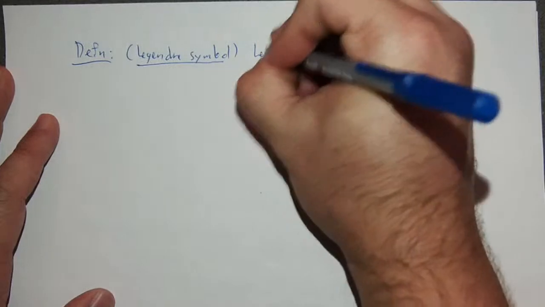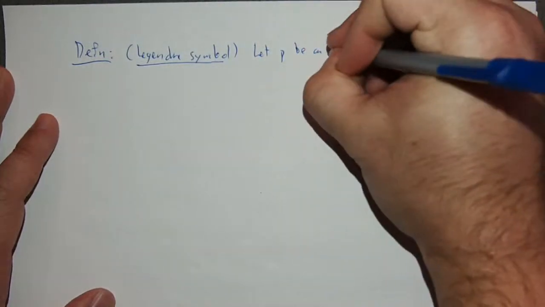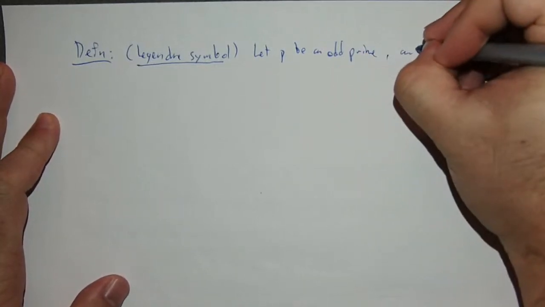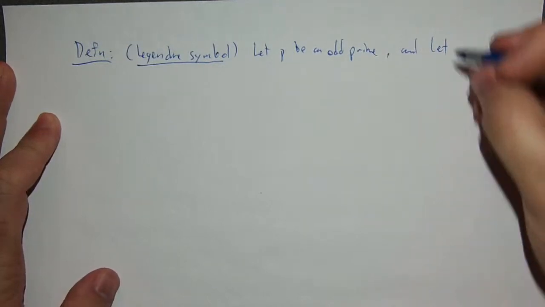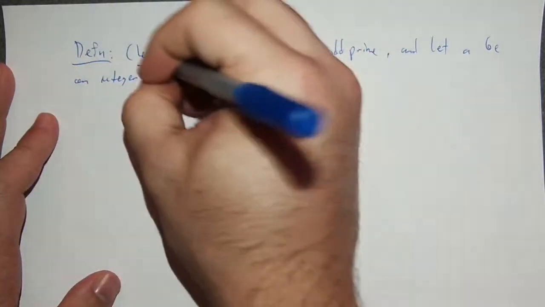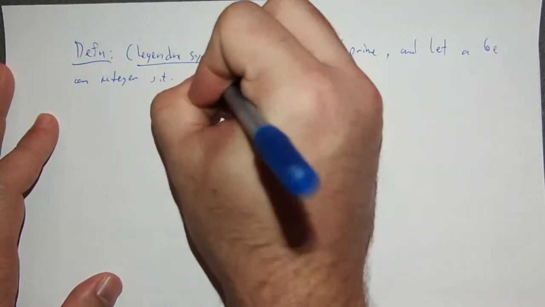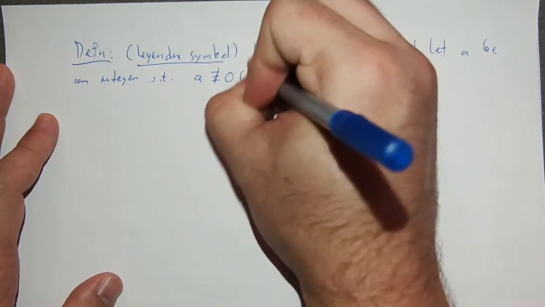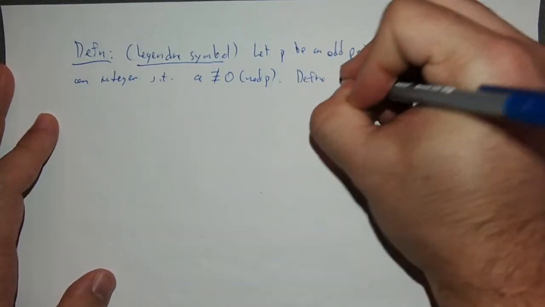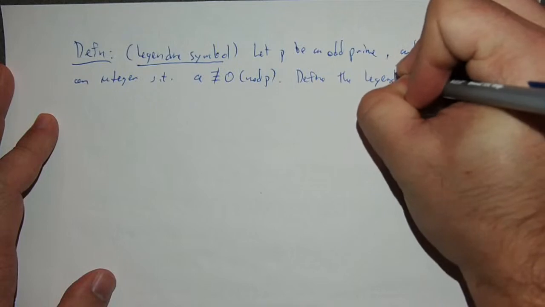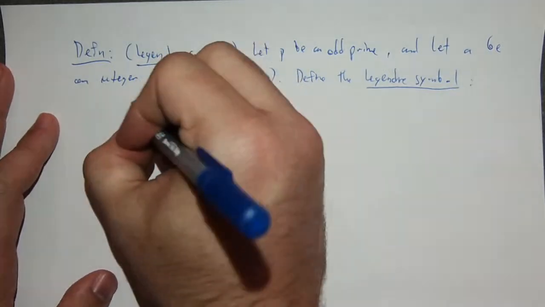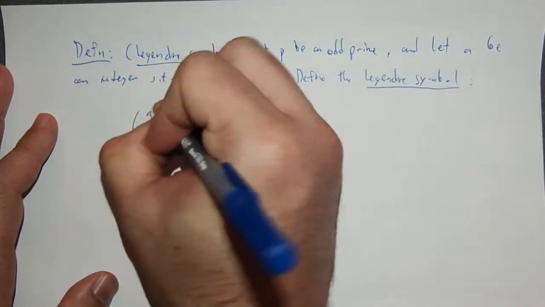So let p be an odd prime, and let a be an integer that's not congruent to 0 mod p. So a is not congruent to 0 mod p. Okay, so define the Legendre symbol as follows. So I'm going to say this is a on p.